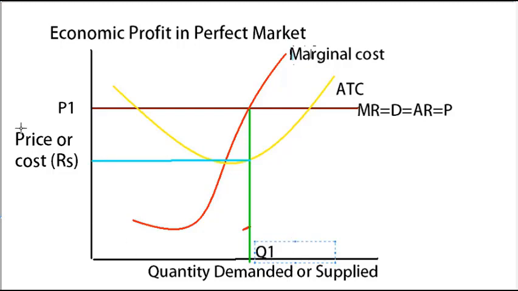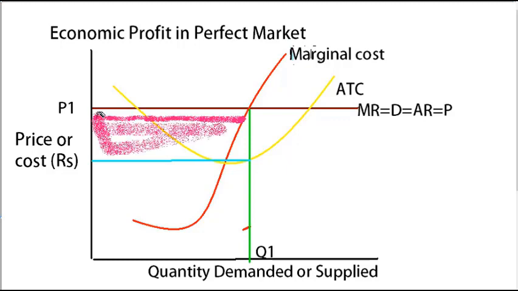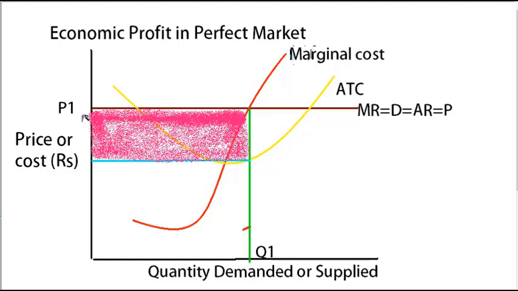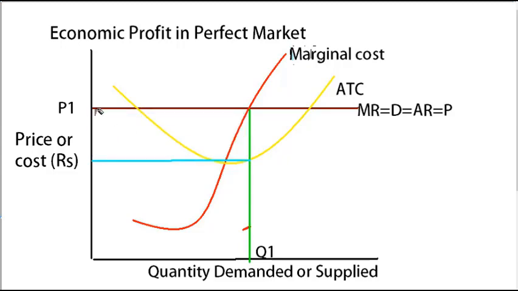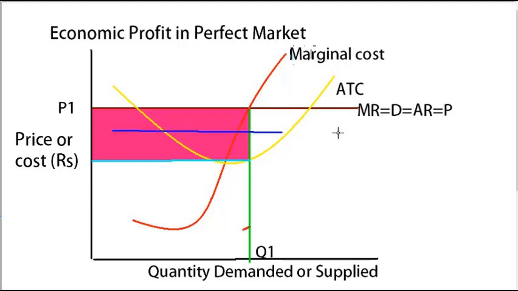You can see the variation. The point to be noted here is the variation between the price and the cost. In this case your marginal revenue, demand, average revenue and price are the same. It is a horizontal line. This is our profit, the pink area is profit, but the whole white area is our cost.